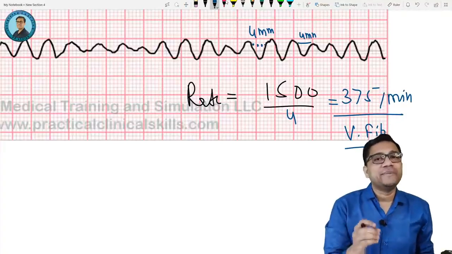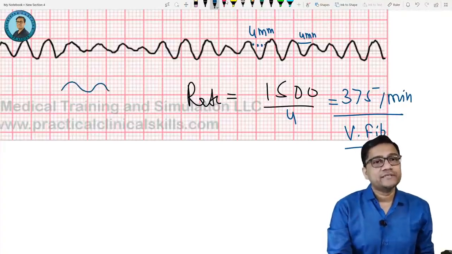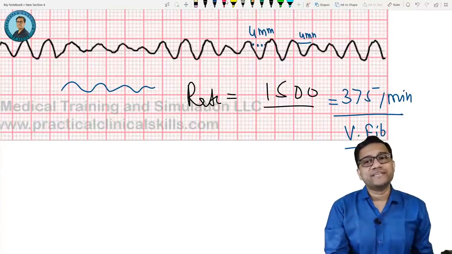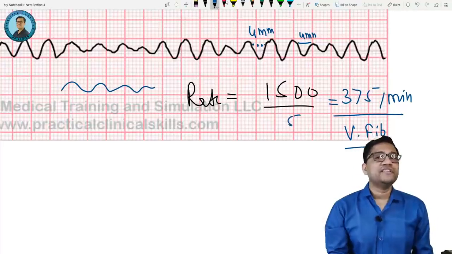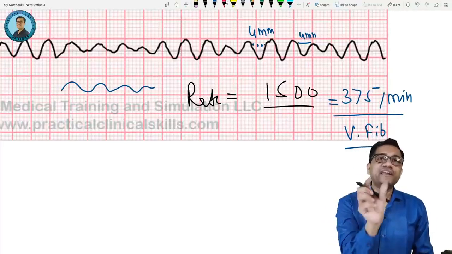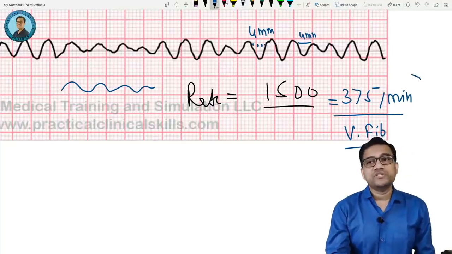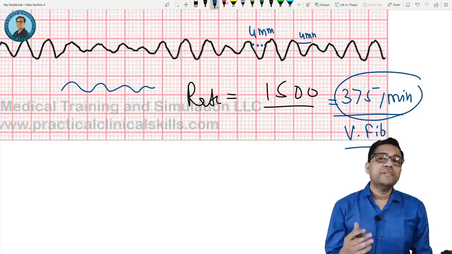The idea is mainly rate. If they are like this, then you can find out what the difference is. Not that much. Let's say the difference here is 10, so that is 150. If 5, it is 3. So it is just the rate which decides whether it is flutter or fibrillation. Are you clear now? So what is the value? 375. So it's what? Fibrillation.